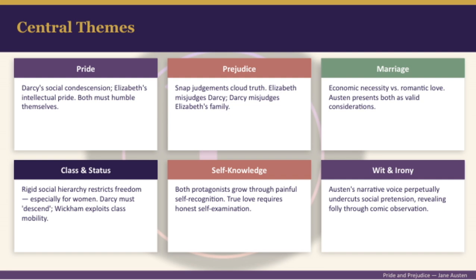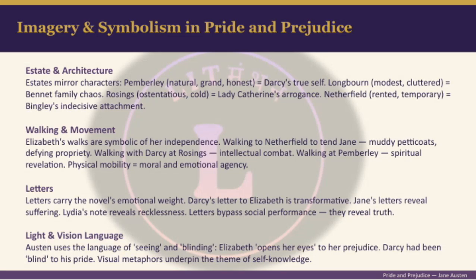Let's explore how Austen uses imagery and symbolism to deepen the themes of pride and prejudice. First, consider how estates reflect characters. Pemberley stands for Darcy's true self, natural, grand, and honest. Longbourn, on the other hand, is modest and cluttered, mirroring the Bennet family's chaos. Rosings is ostentatious and cold, symbolizing Lady Catherine's arrogance. Netherfield is a rented, temporary residence, representing Bingley's indecisiveness and attachment.